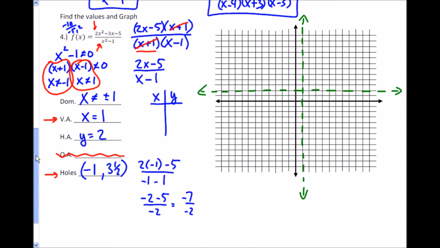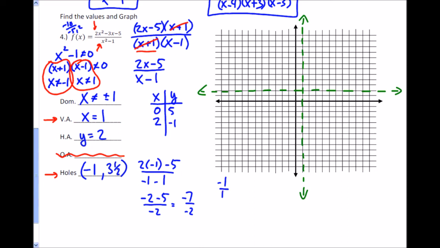I'm going to choose some values on each side. So I'm going to choose probably a 0 and maybe a 2. And again, it's easier to plug it into the simplified form. When I plug a 0 in, I get a 5 out. When I plug a 2 in, let's see, that's going to be 4 minus, that's a negative 1 over a positive 1. That's going to be a negative 1.